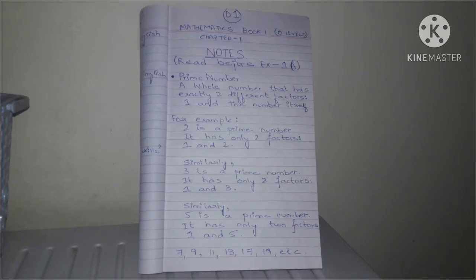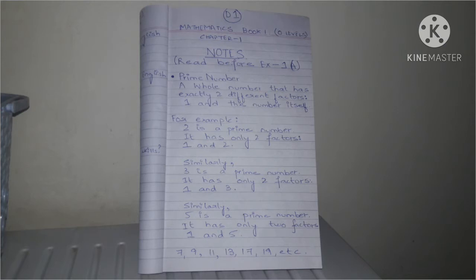So first of all, I hope every one of you knows what a prime number is. A prime number is any whole number that has two different factors. The factors will be 1 and the number itself. For example, 2 is a prime number. Why? Because it has only two factors, 1 and the number itself, that is 2.